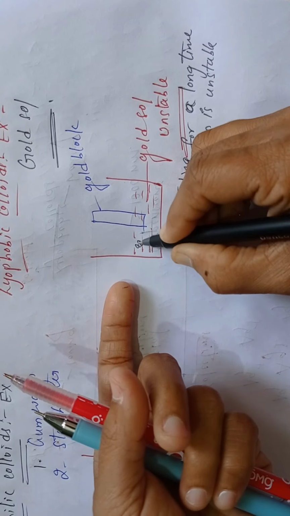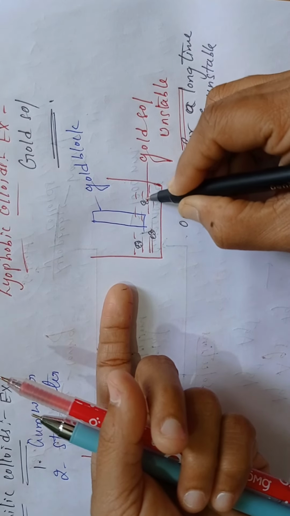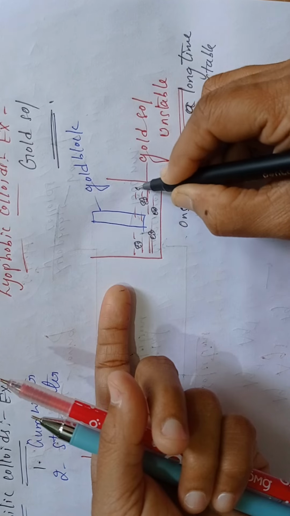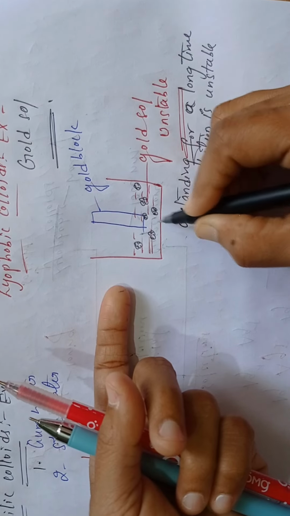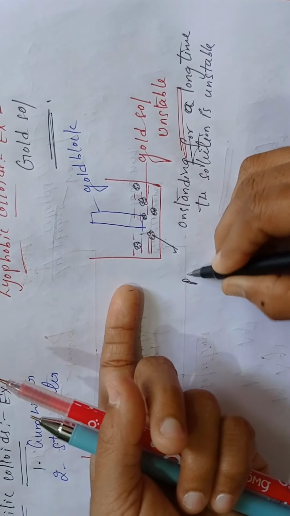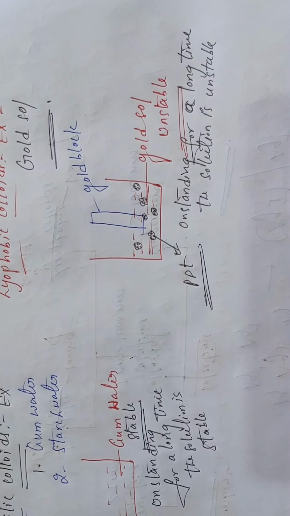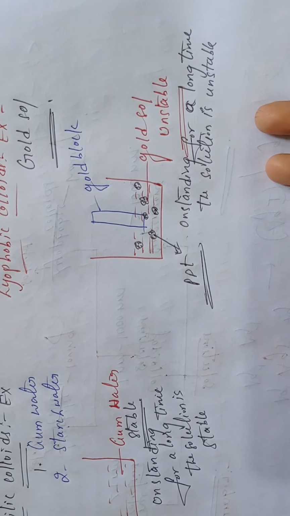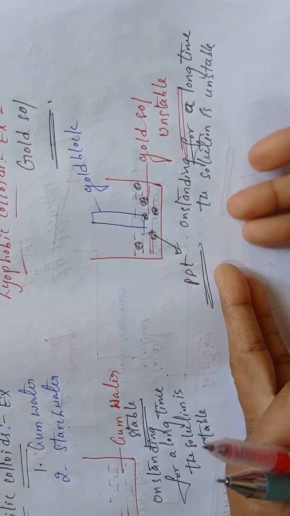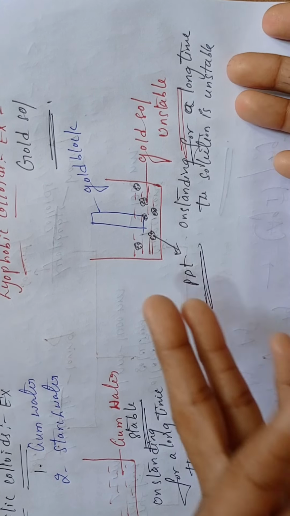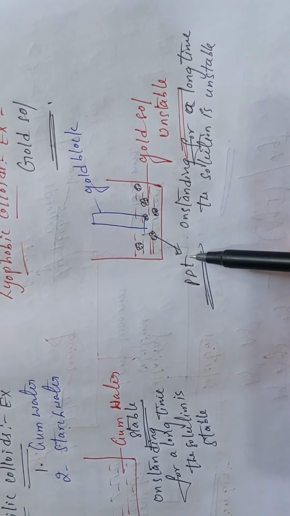Lumps are formed like this. Okay, so lumps are formed. This is nothing but precipitate. Are you clear, students? So this is called precipitate forming. That means it is an unstable solution. On standing for a long time, it is unstable. So that means here we'll get the precipitate, students.